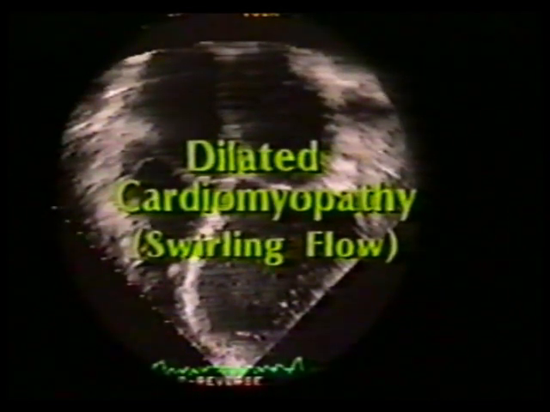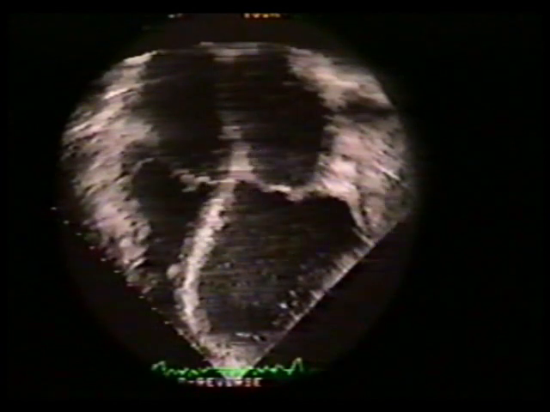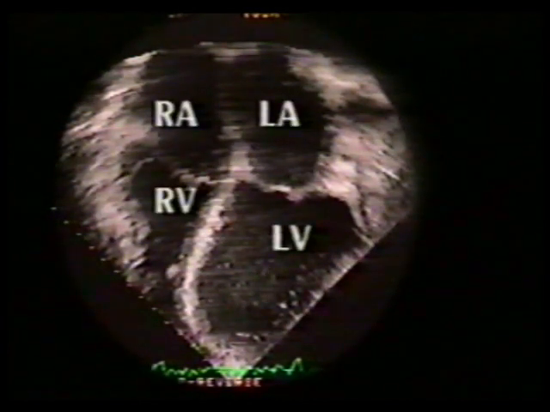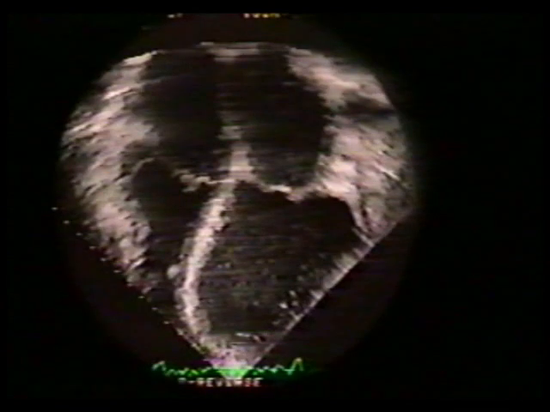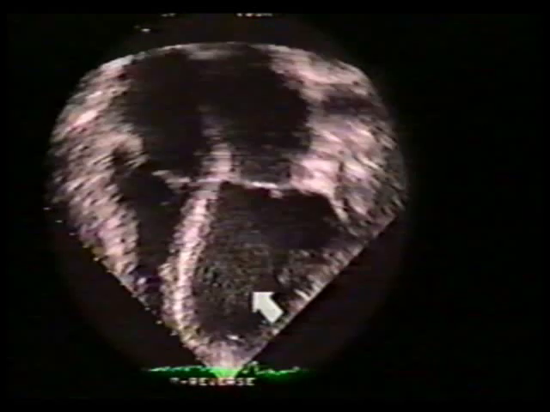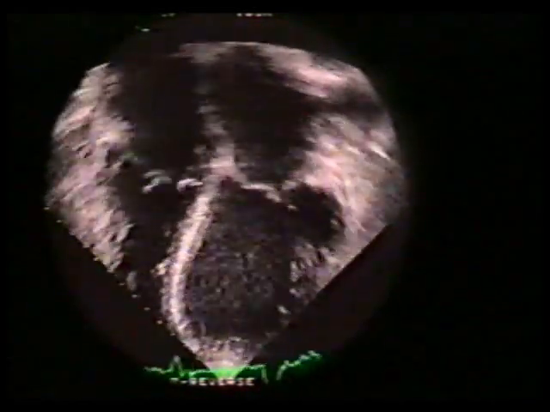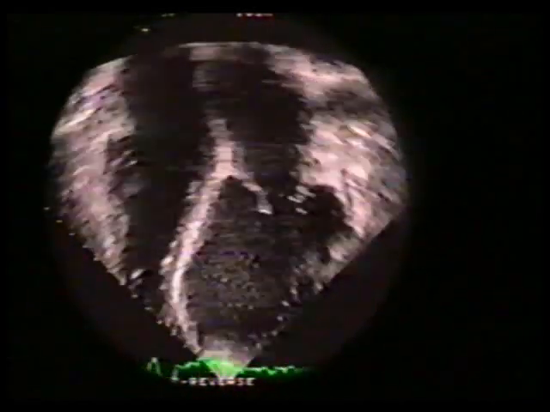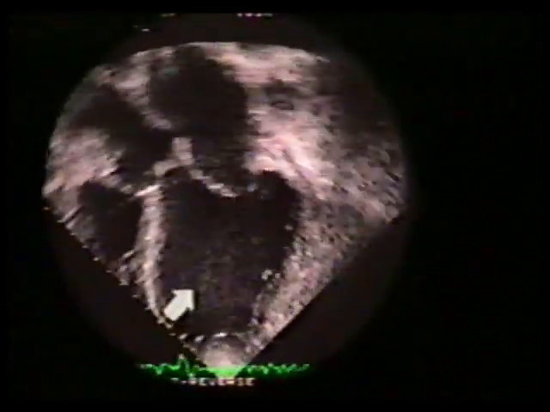This 77-year-old male with dilated cardiomyopathy has enlargement of all four chambers. We have selected a 3.75 megahertz transducer and adjusted the gain upward in the ventricle to demarcate the swirling flow. Note the smoke-like echoes which move like a pinwheel in the LV. This swirling pattern is a characteristic of severe low output states.